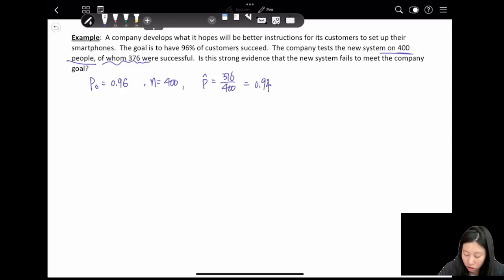And is this strong evidence that the new system failed to meet the company's goal? Failed to meet means it's less than. So we set up our null hypothesis, which is p naught equals 0.96, and the alternative is that they failed to meet, which is, we want to say, p is less than 0.96. Okay, central limit theorem.